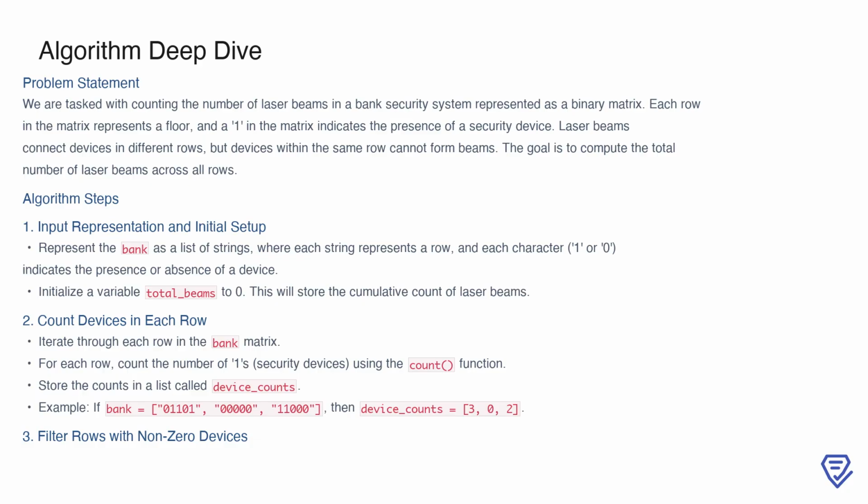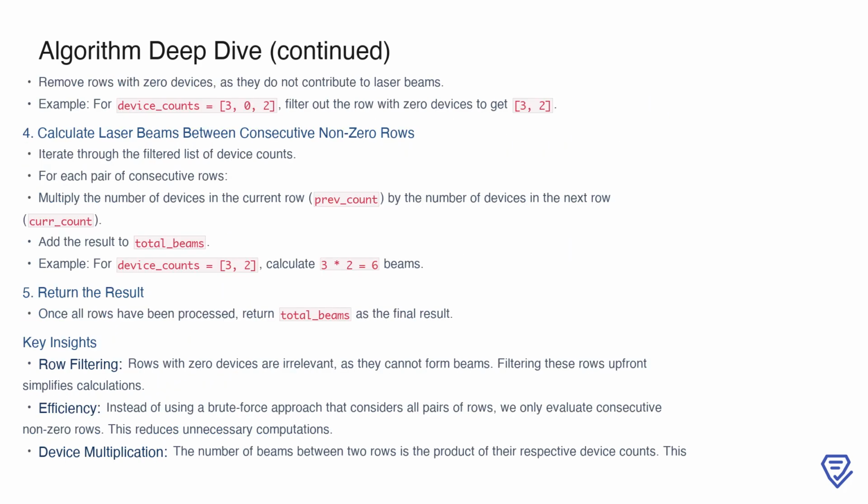For example, if the input matrix is bank equals 011010, 000000, 11000, the device counts for each row will be 3, 0, 2. This setup is the foundation for solving the problem effectively. Now, we focus on refining the data further to make calculations more efficient.